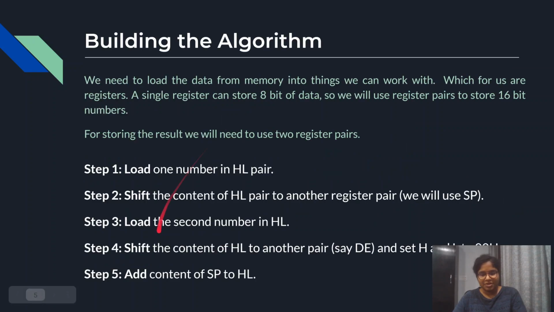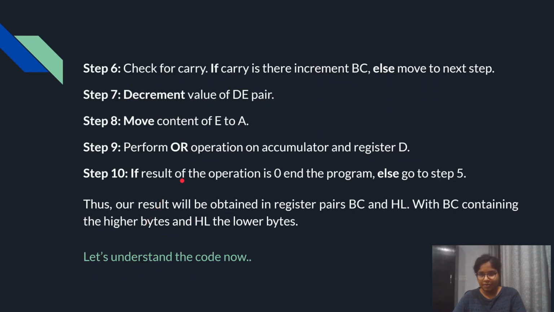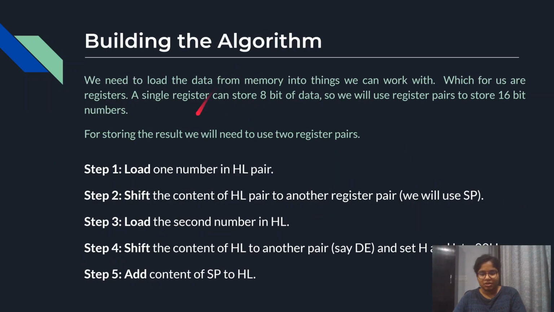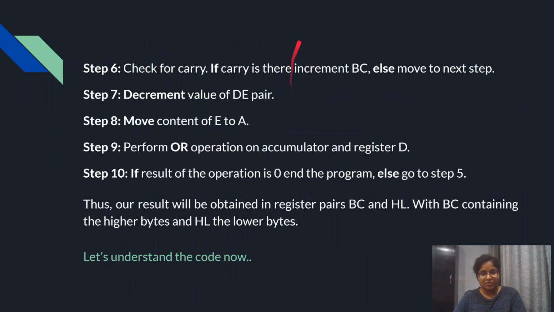Thus, all the steps from step 5 to step 10 will be repeated as many times as the value of the second number. That is the value that the DE pair was initialized with. And for each addition of SP to HL, we'll check if there is carry, and if there is a carry, the BC pair will be incremented. And when all of this is done, we will obtain a result in the register pairs BC and HL, with BC containing the higher bytes and HL the lower bytes. So let's move on to understanding the code now.